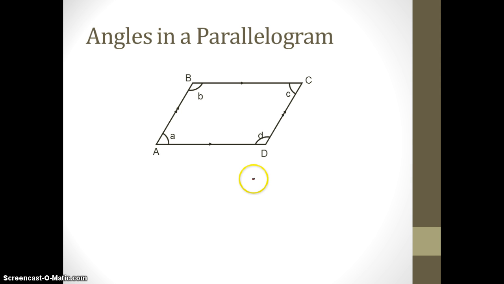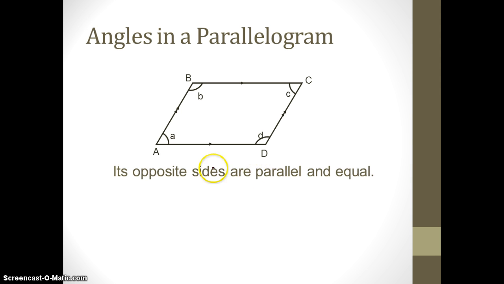Angles in a parallelogram. In a parallelogram, the opposite sides are parallel and equal. What do I mean by that? AB is parallel to CD and AB is equal to CD. Conversely, BC is parallel to AD and the length of BC is the same as the length of AD.